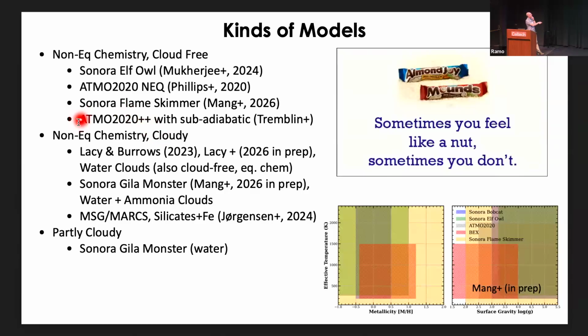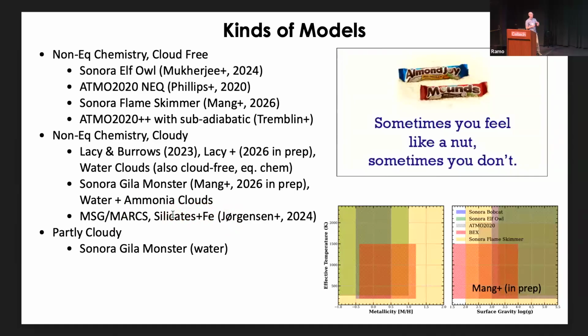So Lacy and Burrows have done that for, again, cold objects, both their paper that's published and that paper in prep I mentioned about 10 minutes ago. They've also done cloud-free models as well with water clouds. The Sonora Gila Monster models are going to look over a fairly similar phase space as well. And although the big grid of models, to my knowledge, isn't published, within the Marley model, they've been looking at non-equilibrium chemistry and silicon and iron together.